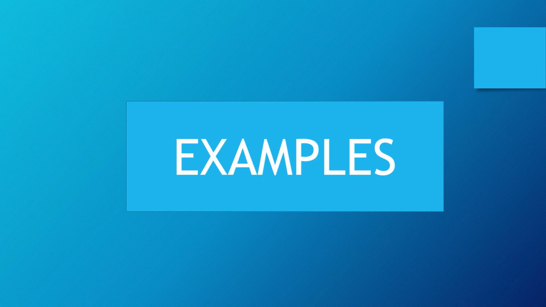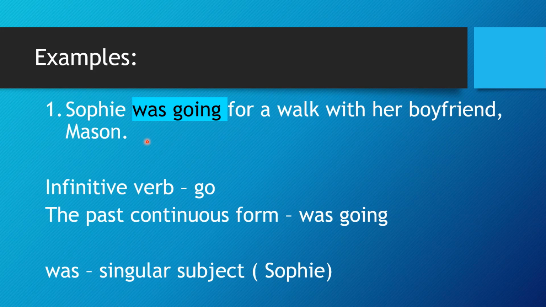Right? So let's take a look at some examples. Okay, example 1. Sophie was going for a walk with her boyfriend Mason. Okay, was going. So was going is the past continuous tense. The verb for this sentence is go, and the past continuous form is was going. So why do we use was? Because Sophie is a singular subject. Okay, so we add was in front of the infinitive verb go, and at the end of go we add ing.